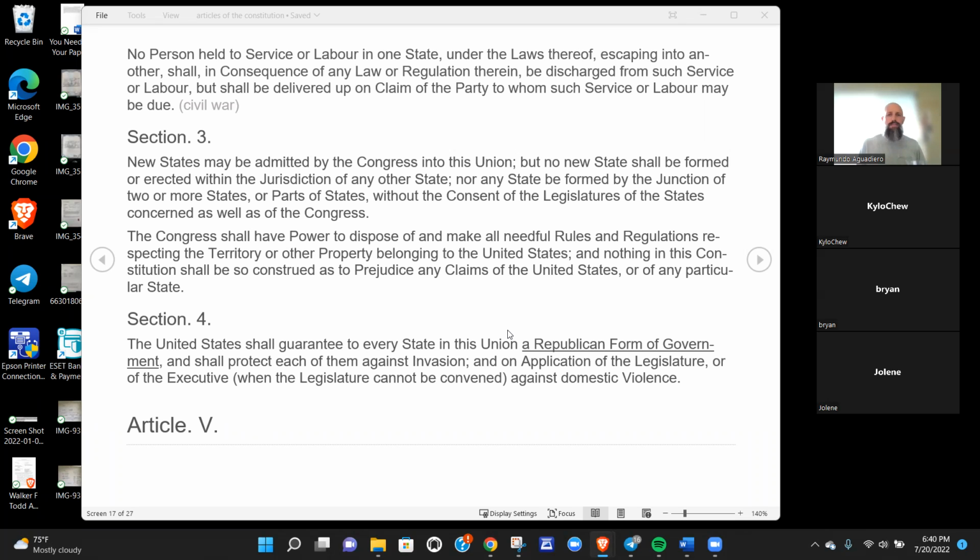So Congress can't play favorites. And they may make laws and make rules and regulations for any territory that may be property of the United States that are in a state. Which is kind of weird, because they shouldn't have any property.